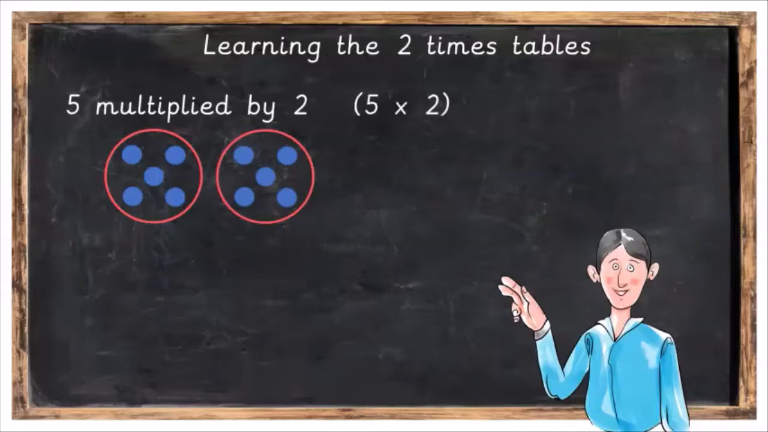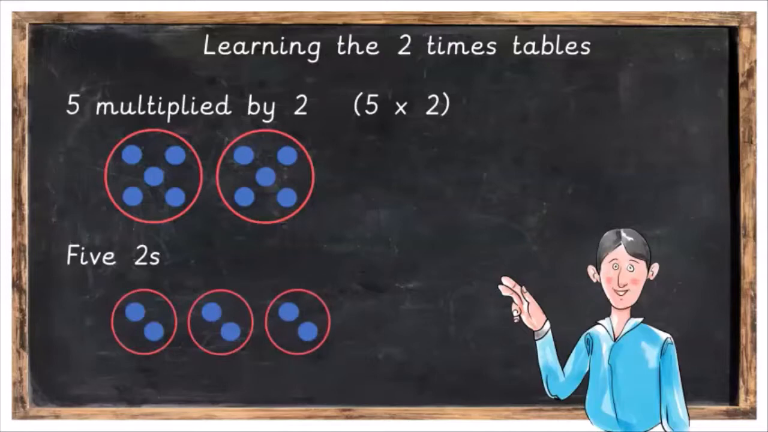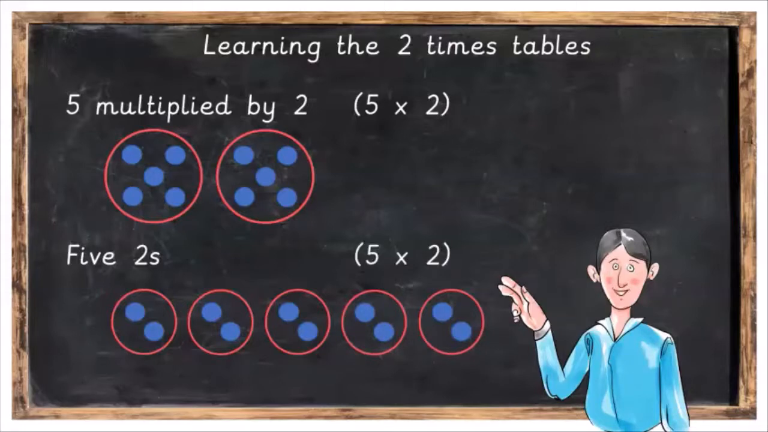The other way is saying 5 2's. So here's a 2, here's a 2, here's a 2, here's a 2 and here's a 2. There are 5 2's there. And we can write that with 5x2 also for 5 times 2.